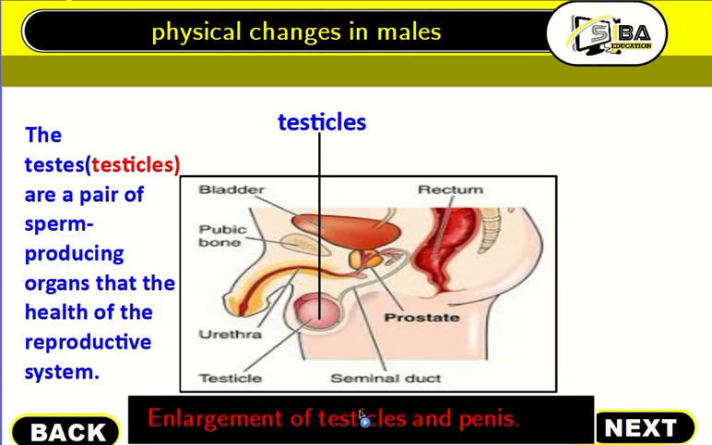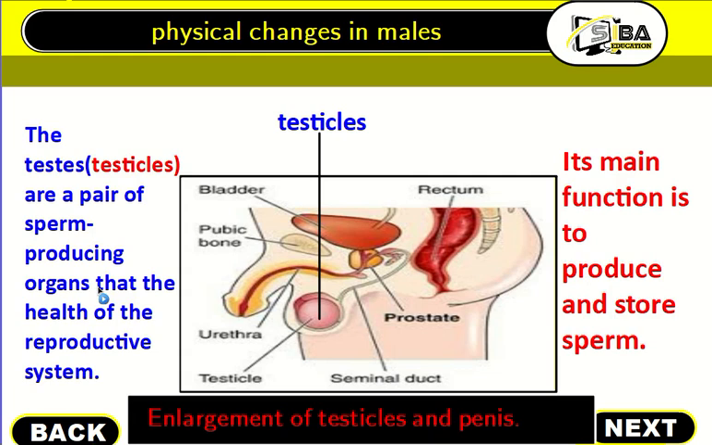The testes or testicles are a pair of sperm production organs that take care of the reproductive health of the male. So your testicles and then your penis are the reproductive part of the male organ. Its main function is to produce and store sperm. So your testicle is to produce and then store sperm for you. Then you can also see that your penis also increases in size and in height greatly. And you can see the line is pointing to the testicle. This is the testicle. You can see it there.